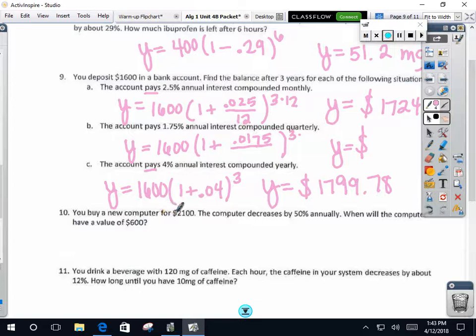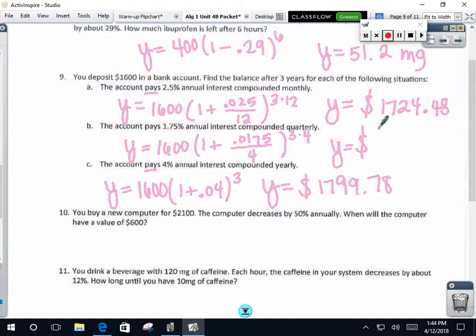Okay, for this one, since it's compounded quarterly, that's 4 times a year. So you just divide your rate by 4 and you multiply your time period by 4. Because if it goes on for 3 years, 4 times a year, and that's going to end up being compounded 12 total times, which is what that 3 times 4 will make. And then what amount of money is in the account after that?